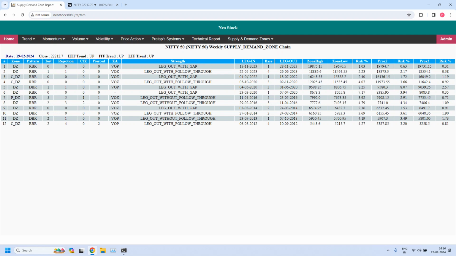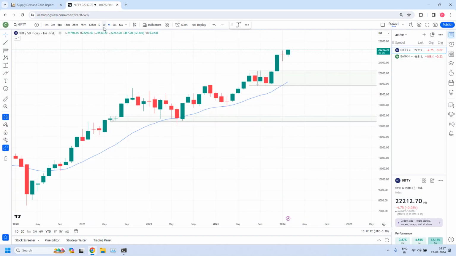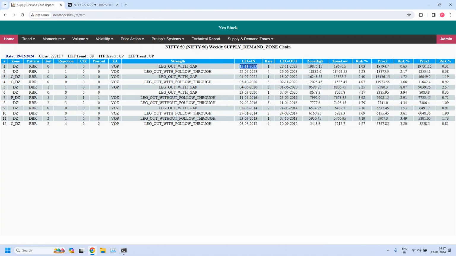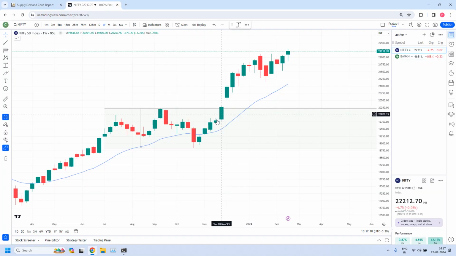So when this weekly zone is formed, from 13/11/2023 to 28/11/2023, in between there is one base candle. This is a weekly candle. Let us look for 13/11/2023 in the weekly time frame. That is a leg in. So I am changing the time frame to weekly. So what is the date? 13/11. This is the one. This is the leg in. We have a base and we have a rally.